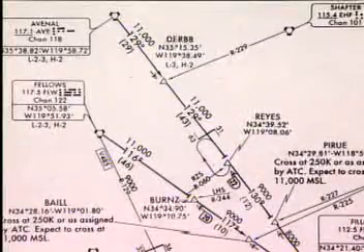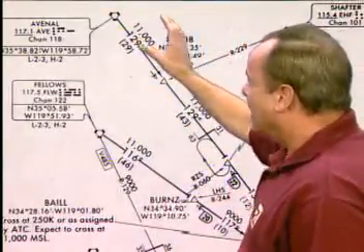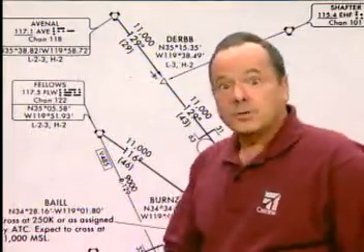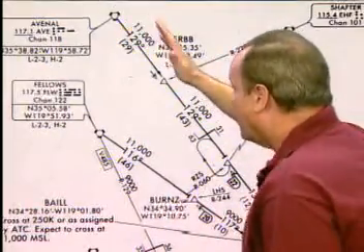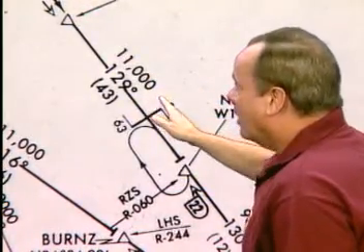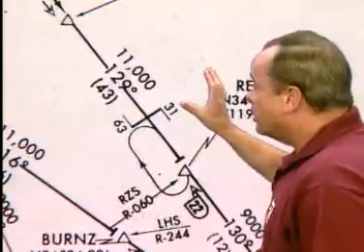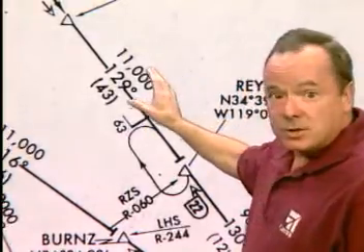Now, in many cases, the STAR routes look just like an en route chart. They contain courses and distances and MEAs. For instance, here's the MEA between Avenal VORTAC and Ray's intersection, and it's 11,000 feet. Now, just like the en route charts, this MEA guarantees you obstruction clearance and navigation coverage.